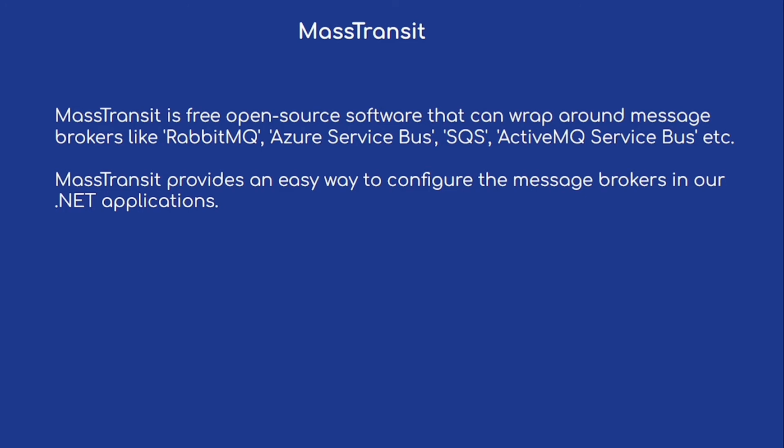Okay, so I have also mentioned along with RabbitMQ, we are also going to use MassTransit. So what is MassTransit? MassTransit is a free open source software that can wrap around message brokers like RabbitMQ, Azure Service Bus, SQS, or ActiveMQ. It is software to handle the message brokers very easily. It can be very helpful for the configuration. MassTransit makes the configuration with the message brokers very easy.